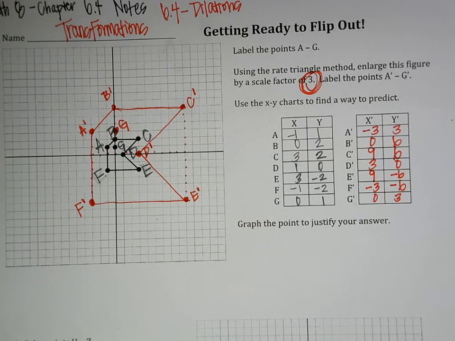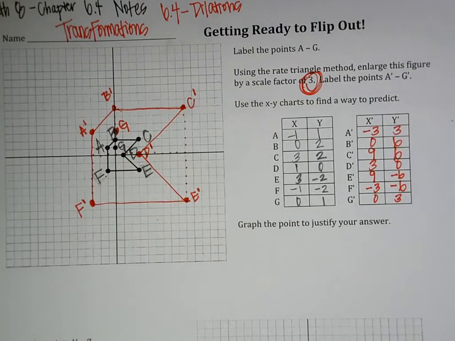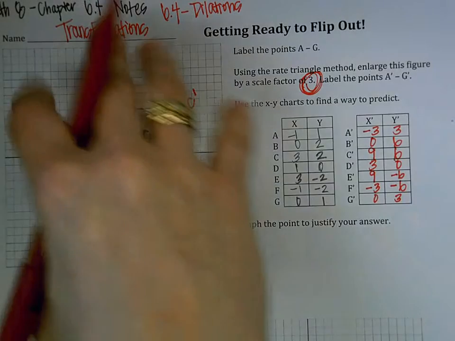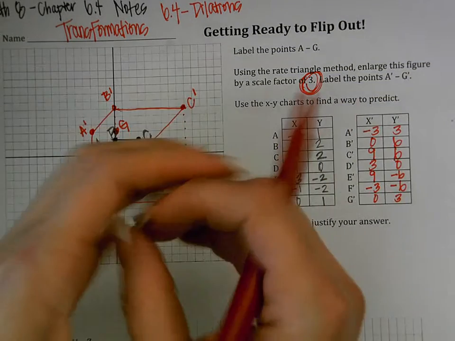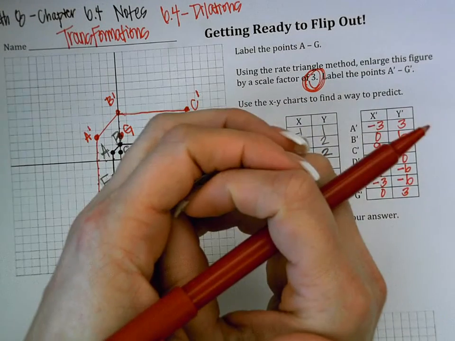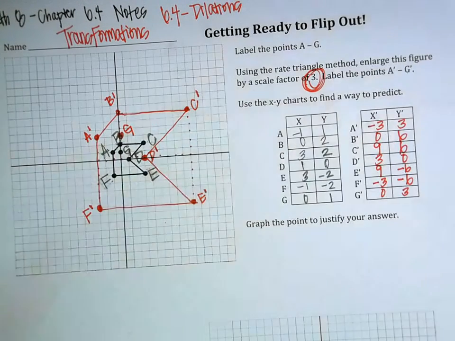Graph the points to justify your answer. That's what we just did. This is called a dilation. So it's enlarging the whole thing, just like the pupil in your eye. If you go to the eye doctor, they enlarge the little center point in your eye and make it larger, like that.